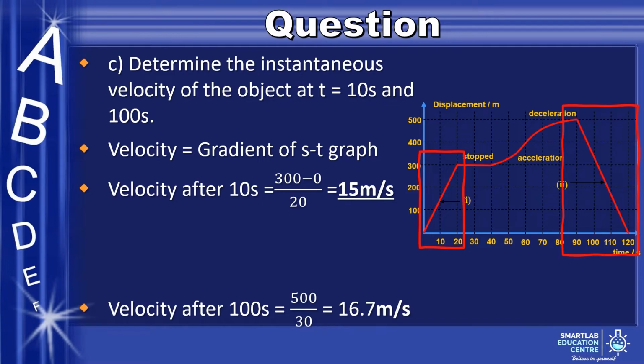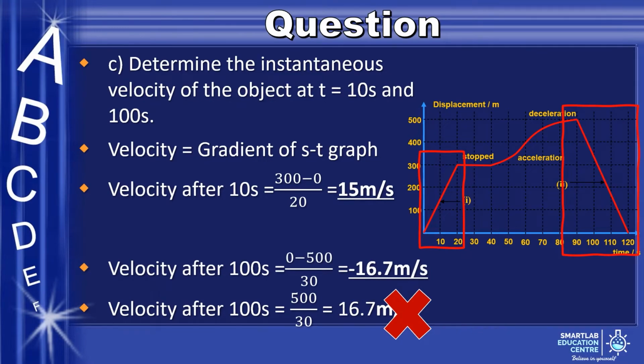As for velocity after 100 seconds, since the change in displacement is 500 m after 30 seconds, the answer is 16.7. However, this method is wrong, as the change of displacement is not 500 but rather negative 500. Hence the answer should be negative 16.7 meters per second.